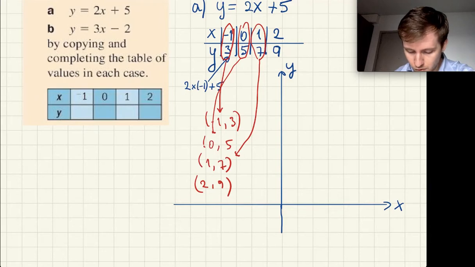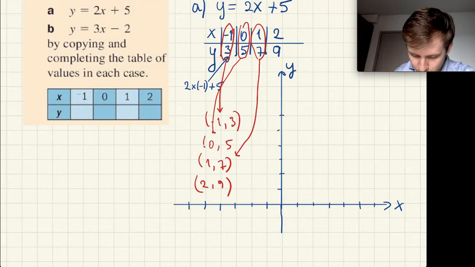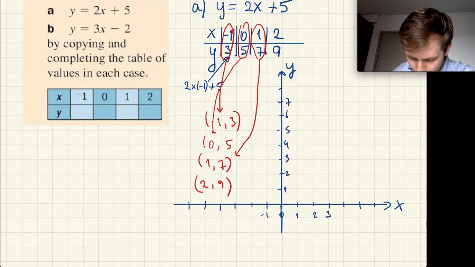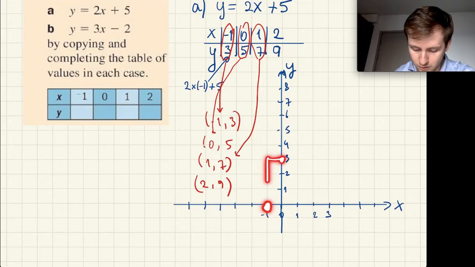So we go minus 1, 3. First, of course, we have to draw a scale. We can draw a scale here. Minus 1, 0, 1, 2, 3, and y goes 1, 2, 3, 4, 5, 6, 7, 8, and finally 9 somewhere here. Okay, so minus 1, 3, how do we draw this point? Minus 1 here, so x is minus 1, y is 3. So they meet together, they will meet here at this point.